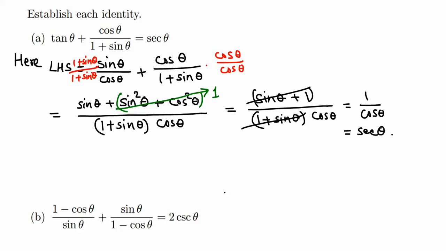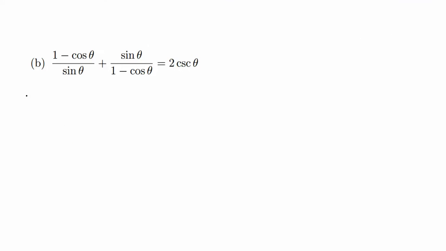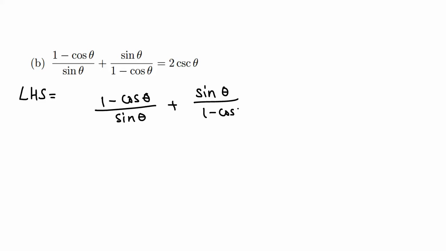Okay, let's move to the next problem. We start from the left hand side, and we have two fractions, so we need to combine them. Let me rewrite the left hand side: 1 minus cosine theta over sine theta plus sine theta over 1 minus cosine theta. 1 minus cosine theta is a block, so let's put parentheses around it.